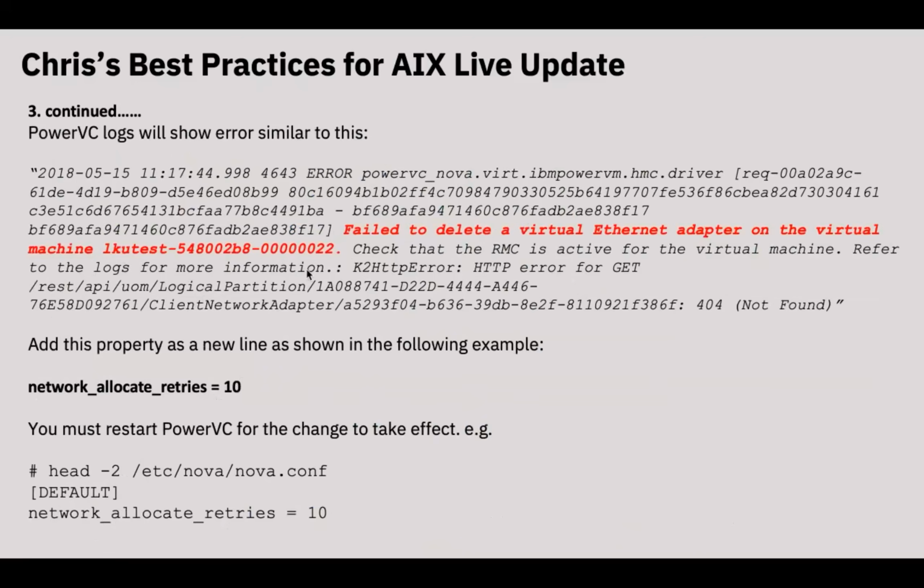What's happening here is that PowerVC is telling the LPAR to delete the virtual Ethernet adapter. It's actually happening, but it's not getting the response it wants in the time that it expects, and it's saying that it's failed. So even though it's saying it's failed, it has actually deleted the adapter, and it's a false message, but it can cause concern for customers when they see that, so it's best that we try and avoid that altogether. So by changing this network_allocate_retries to 10 in the nova.conf file and restarting the PowerVC server, we can avoid this problem altogether.